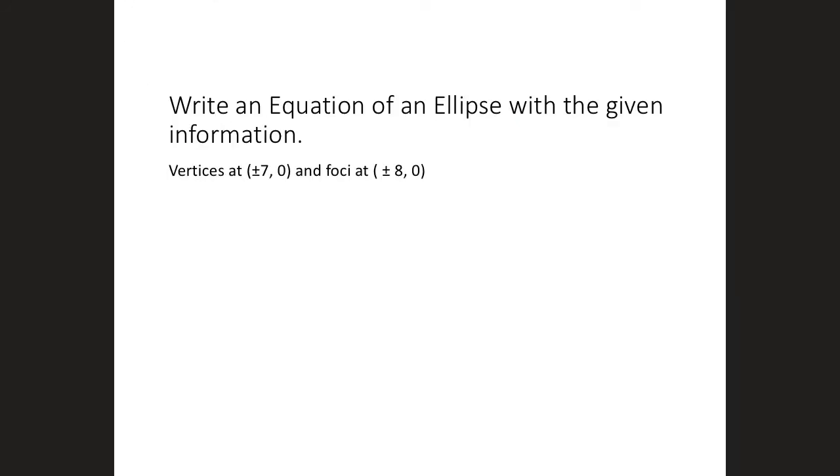Okay, this next problem says write an equation of an ellipse, and that should actually say hyperbola, with the given information. We want vertices at plus or minus 7, 0, and foci at plus or minus 8, 0. So the first thing I'm going to do is quickly sketch these points so that I can talk about the orientation of my hyperbola.